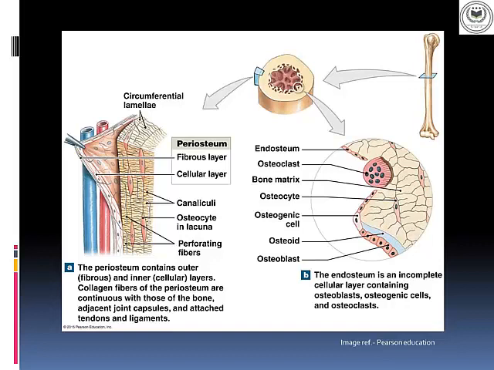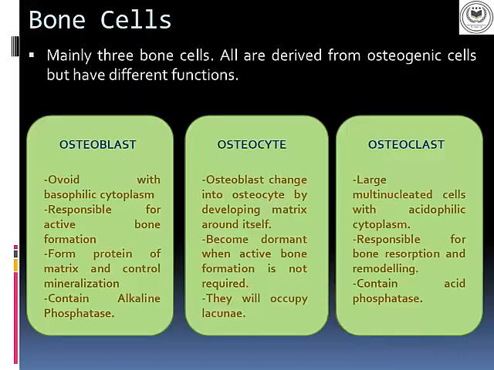This is a diagrammatic representation which explains the two layers. The periosteum contains outer fibrous and inner cellular layers. Collagen fibers of the periosteum are continuous with those of the bone, adjacent joint capsules, and are attached to tendons and ligaments. Second is the endosteum. Endosteum is an incomplete cellular layer containing osteoblasts, osteogenic cells, and osteoclasts.